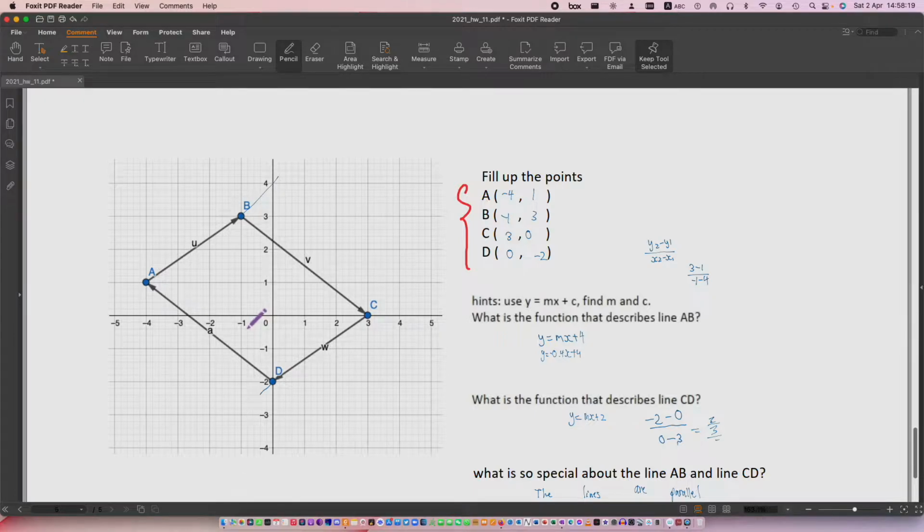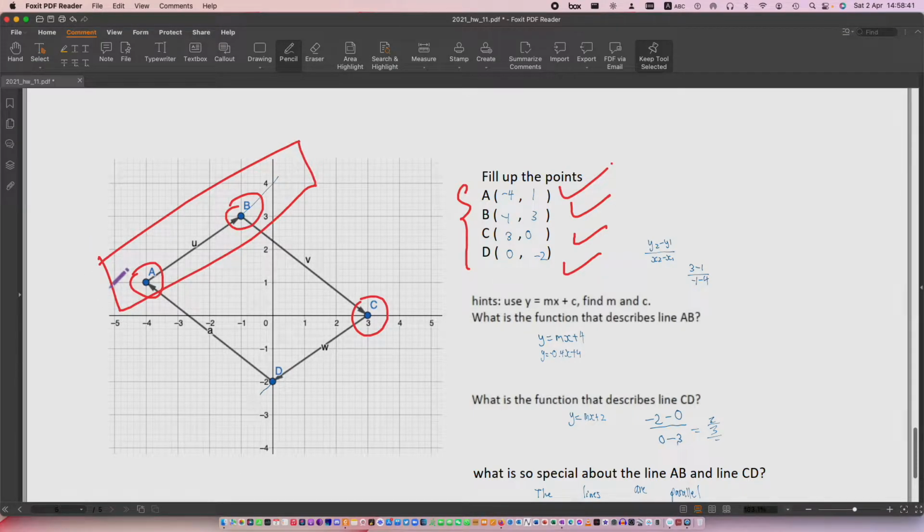So this point is negative. You see, this is -4 and then 1. Then this one is -1 and 3. Then this point is 3 and 0. Then this one is 0 and -2. Okay, very good. Then the next step is AB. AB means this line, right?